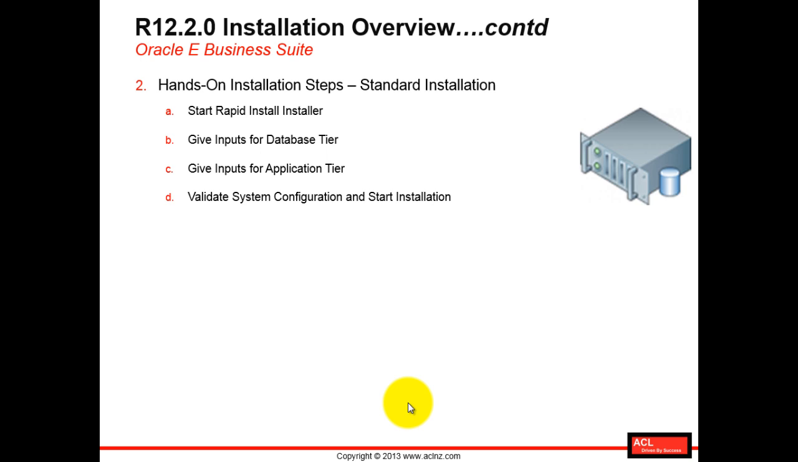And once the Rapid Install wizard is started, it will ask you for a couple of settings in terms of inputs for the database tier and application tier, plus you can optionally set or change the default ports that Oracle defaults automatically. We will do all that, and then we will proceed to the next step of validating the configurations that we have given, and if everything is okay, we will start the installation process.